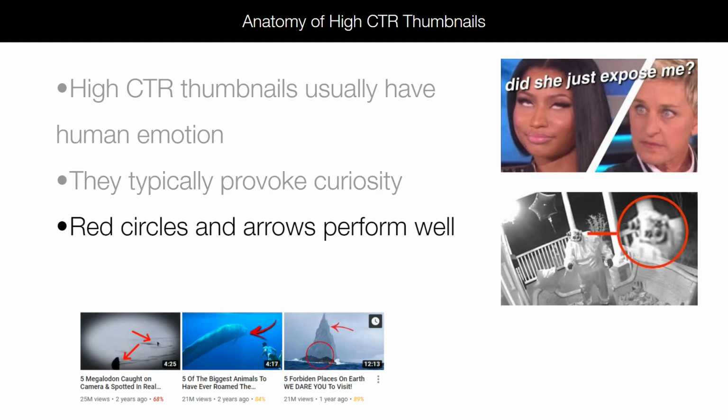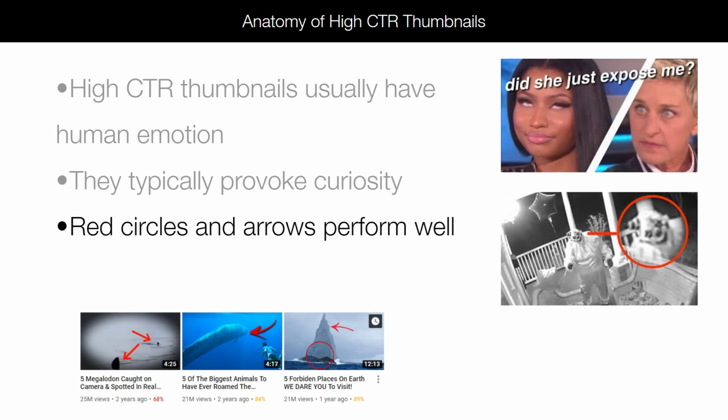Another thing that I found to perform very well is having red circles and arrows on your thumbnail. This typically increases the curiosity factor because sometimes the red arrows or circles are literally pointing to nothing important. So if we look at that thumbnail on the bottom right there, 21 million views, and it's a video titled 5 Forbidden Places on Earth We Dare You to Visit. There's an arrow pointing to the mountain, and you don't know why it's pointing to the mountain, and there's a red circle right at the base of the mountain, and that can entice viewers to click because they see that and they want to know what's on that island. They want to know why that red arrow is pointing to that island.